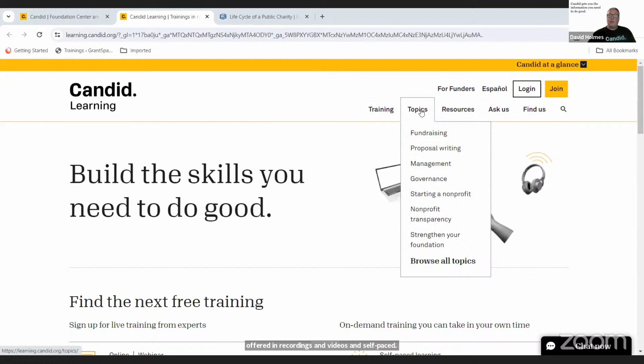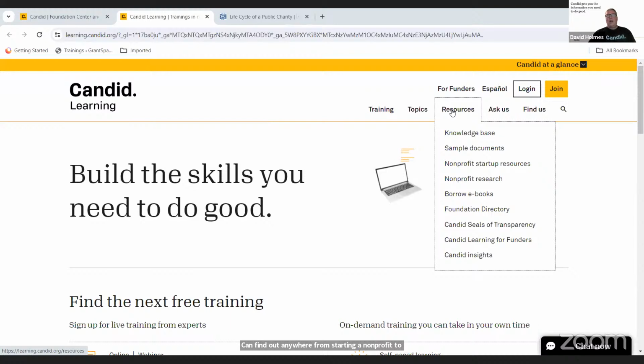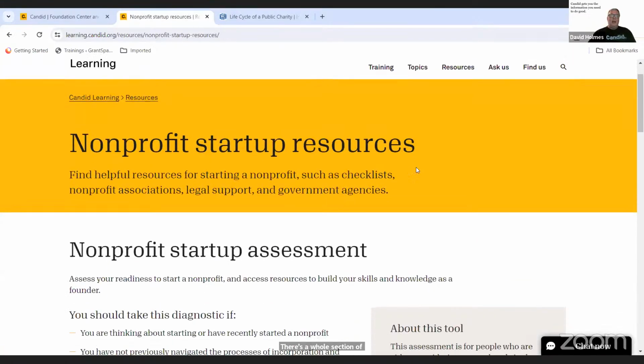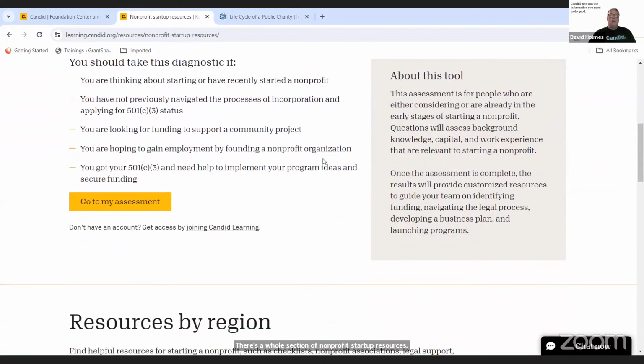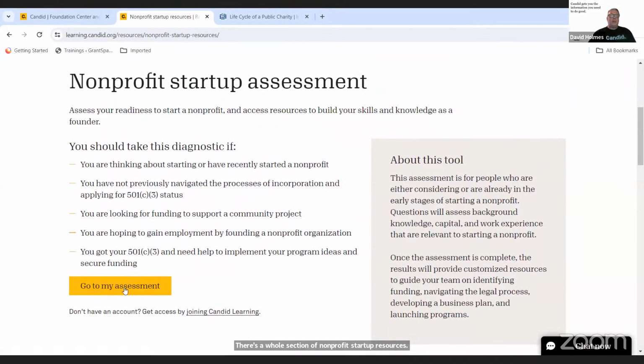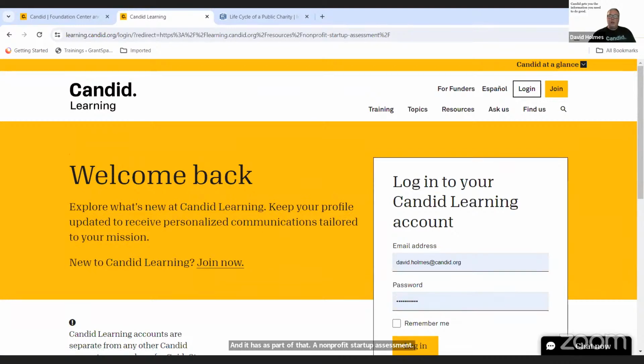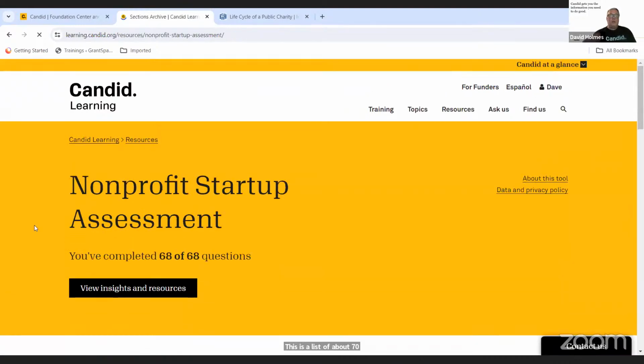Not sure what topics you want to learn? There's a lot in here. You can find out anywhere from starting a nonprofit to management and fundraising. But the resources section is really where we have the key information that you're going to need as a startup. There's a whole section of nonprofit startup resources. And it has, as part of that, a nonprofit startup assessment. This is a list of about 70 questions. I'm going to log into this just to show you. It's free, by the way.